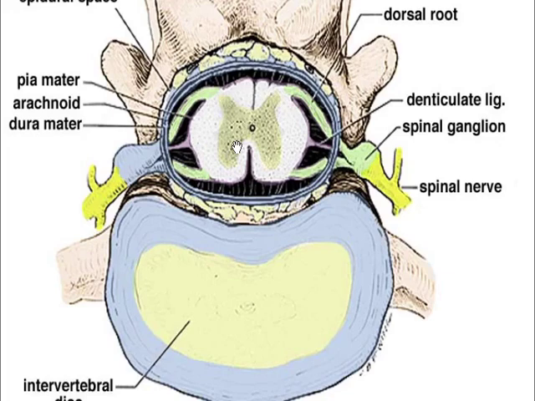This image shows the spinal cord and the spinal roots enveloped by meninges colored blue here and here. Meninges are removed on this side. Here we can see that the spinal nerve, which is colored yellow, is formed by the union of a dorsal root and a ventral root.